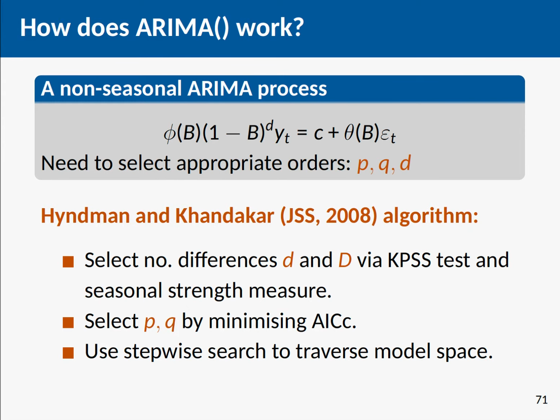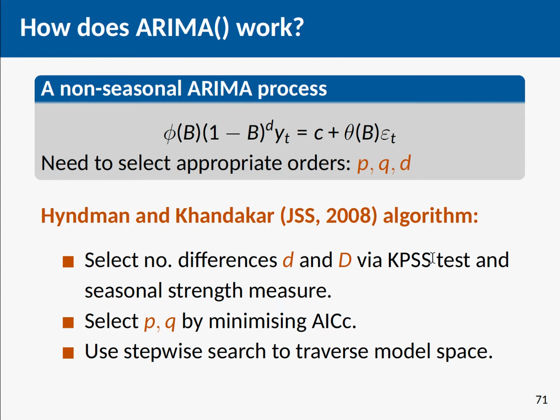Now, we know that a non-seasonal ARIMA process can be written in this form, where you have an AR component, you have a differenced time series with a degree of differencing equal to d on Yt, and then you have an MA component. Okay, so what we need to do is to select appropriate orders for the AR component, for the MA component, and the differencing component. So there is a process for doing that.